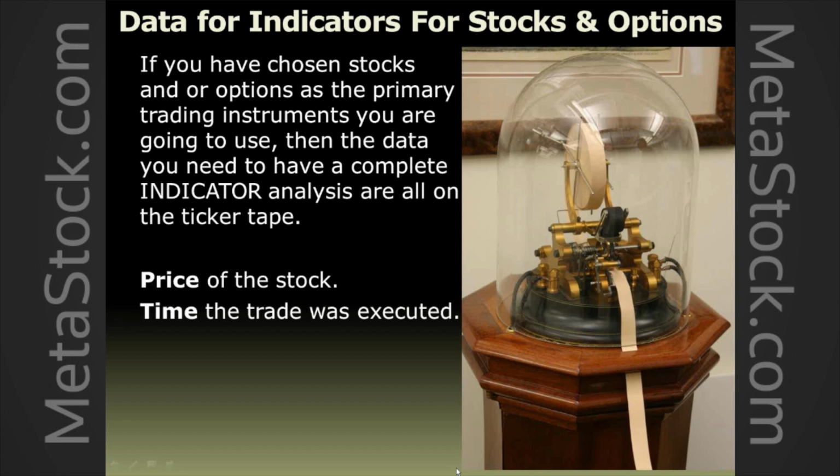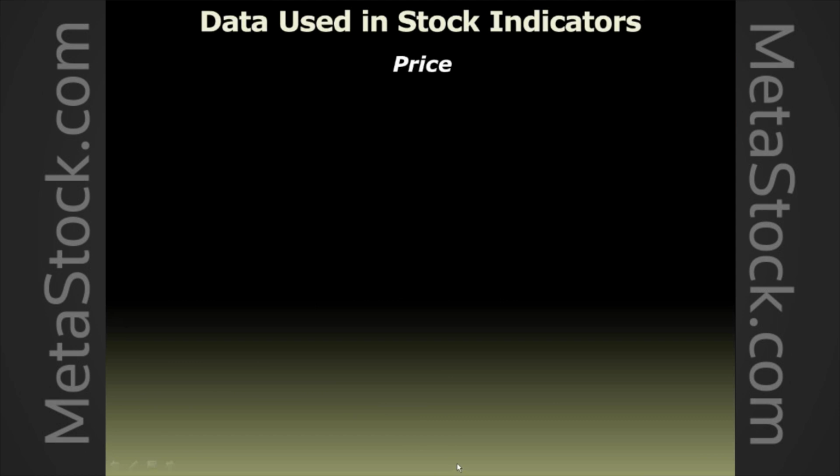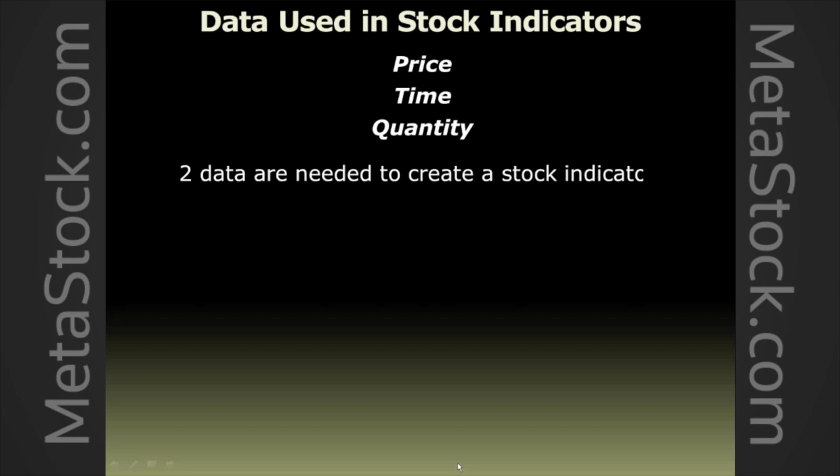Price of the stock, time the trade was executed, quantity of shares traded, whether the trade was an uptick or a downtick. Quantity of shares is, was it 100 shares, 1,000 shares, 5,000 shares, 100,000 shares? It matters. And you can analyze it. Data used in stock indicators are price, time, and quantity. This is the data used in all stock indicators.